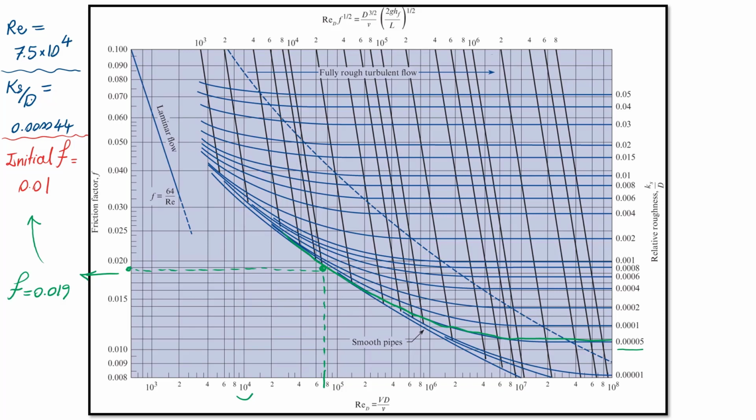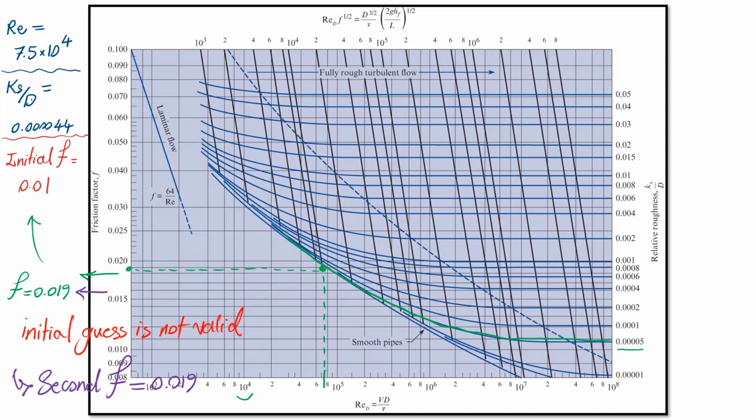So I am going to right now say that my initial guess is not valid. So what I'm going to do, I'm going to define a second guess. So second F would be equal to 0.019 that we just found over here, right? Okay, so this is going to be my second F.